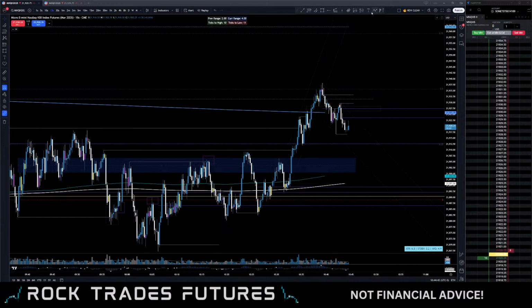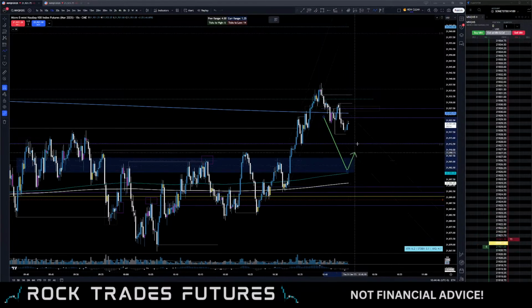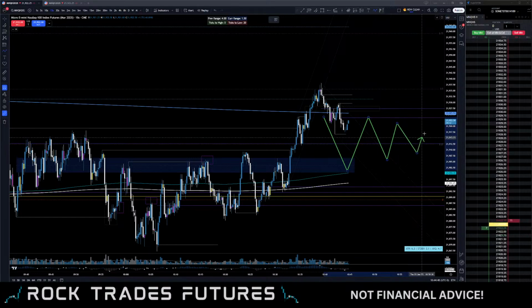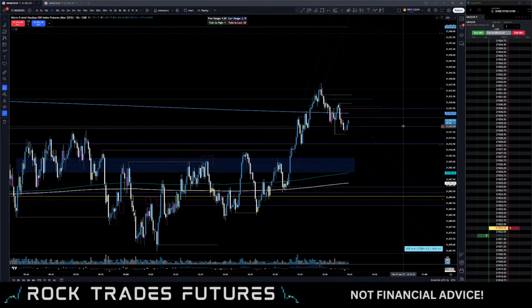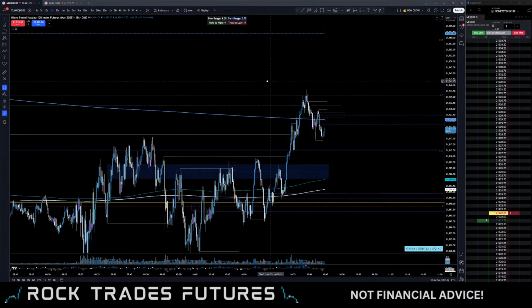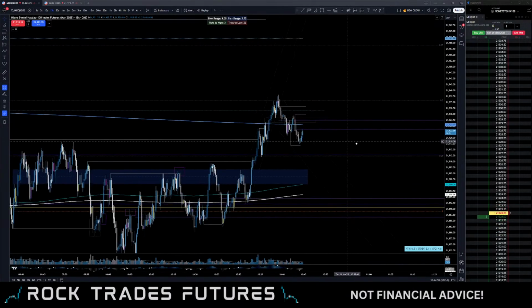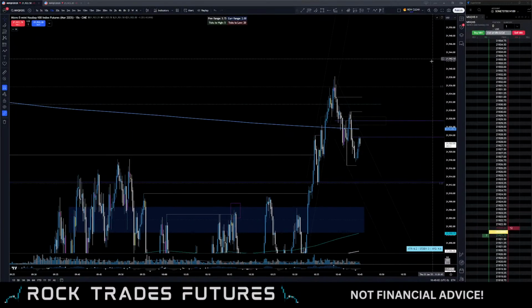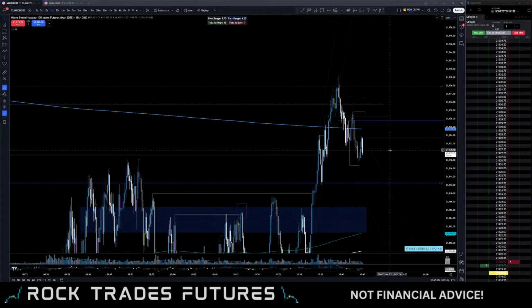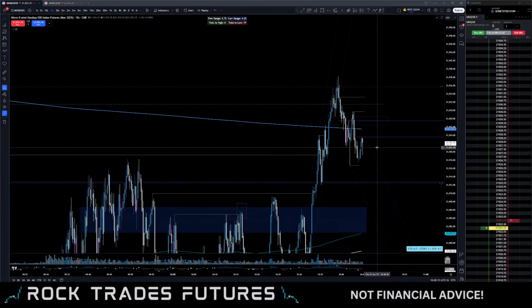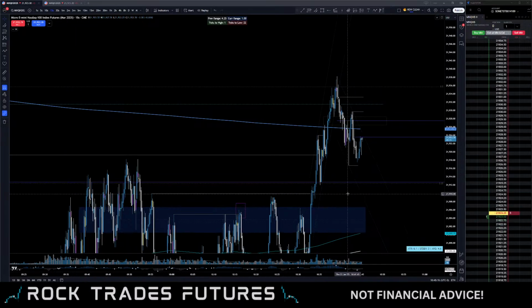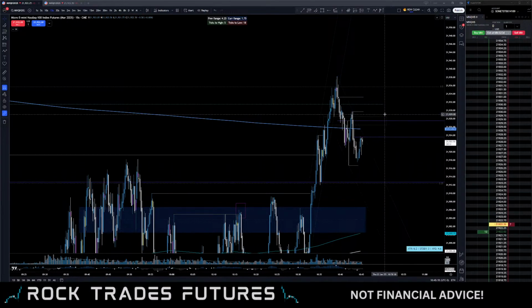Price could easily chop between these moving averages for the next, who knows. But we'll see. Inside down on the 30 forming. Let's see. 50% being respected perfectly there. Inside down on the 5 printing. Right at the 200. Let's try this.